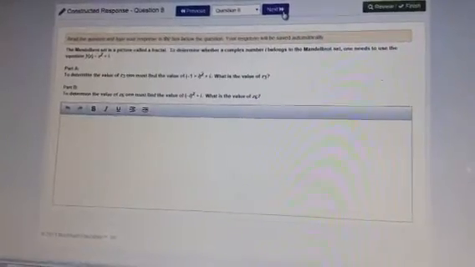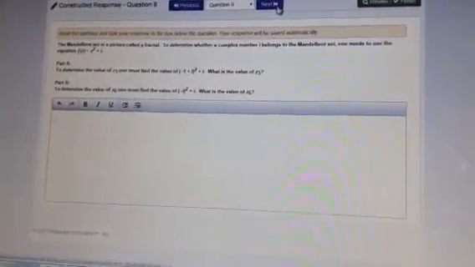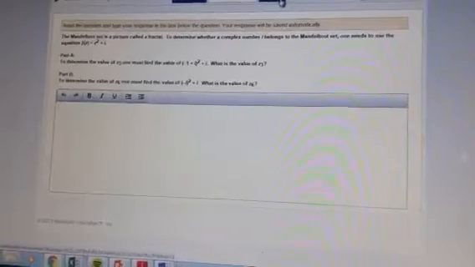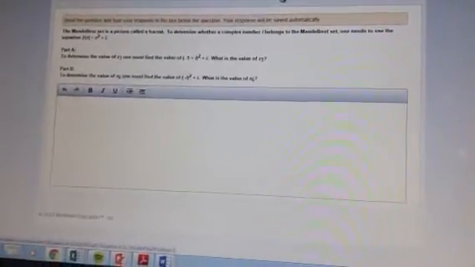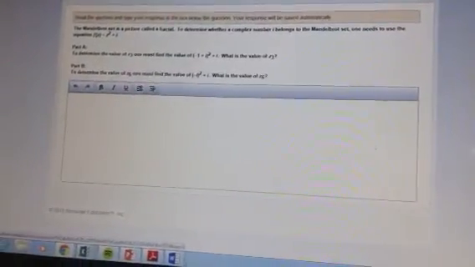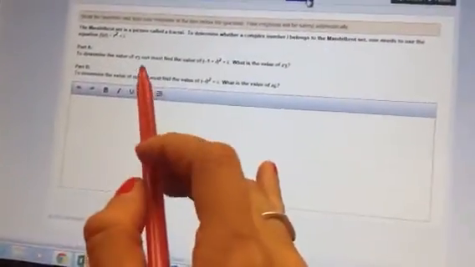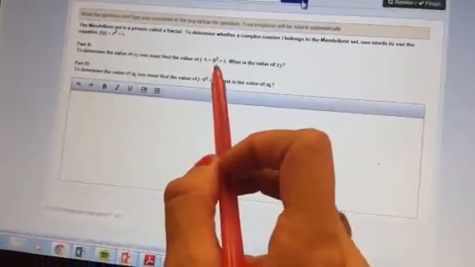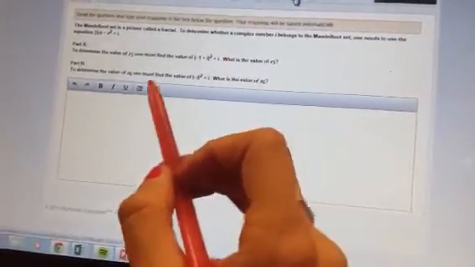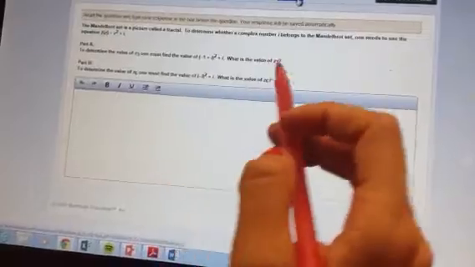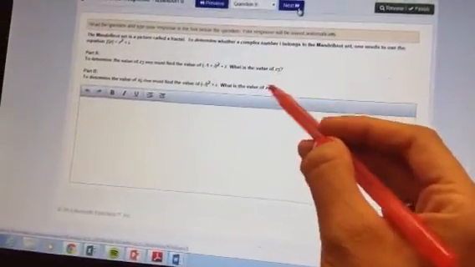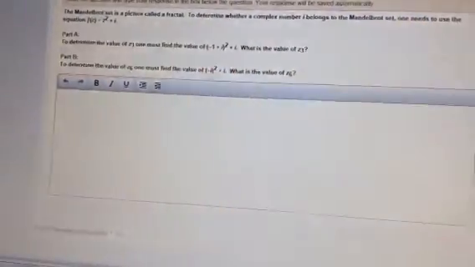The Mandelbrot set is a picture called a fractal. To determine whether a complex number i belongs to the Mandelbrot set, one needs to use the equation f(z) = z squared plus i. So here we have two parts. z3 is equal to this equation. z6 is equal to this. And they're asking for the value of z3 and z6. So all I want to do is simplify this equation and then simplify this equation.